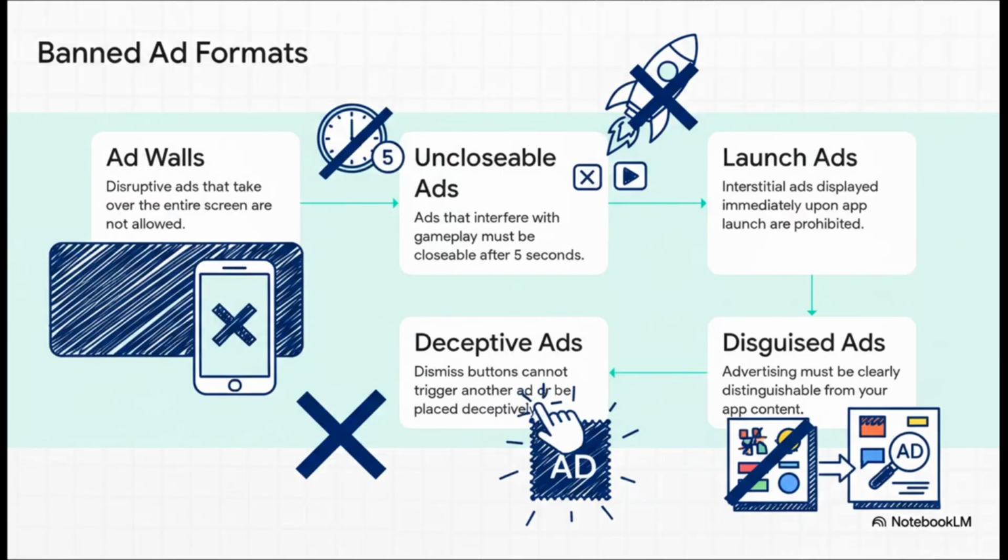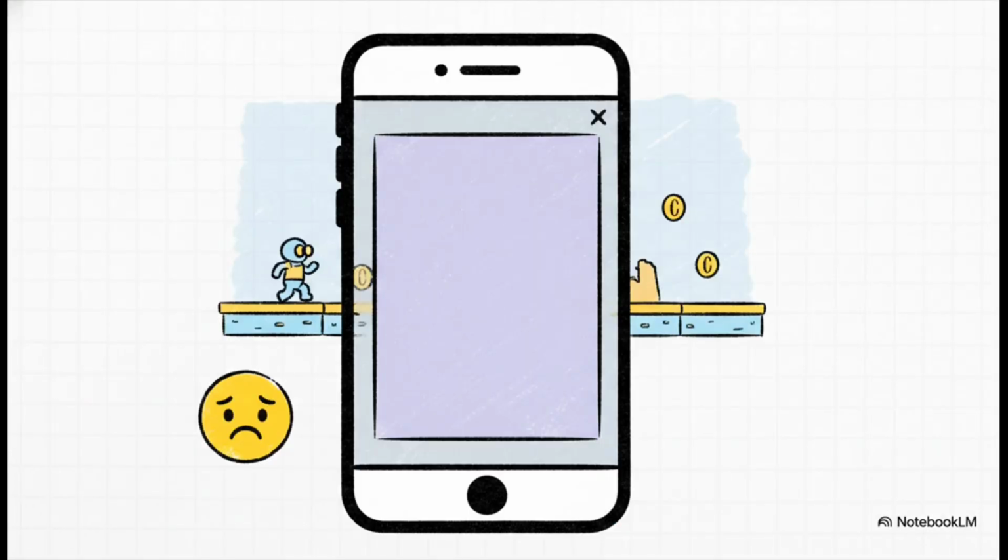In fact, Google is super specific about certain ad formats that are just completely banned for kids. Things like ad walls that block everything, ads you can't close after 5 seconds, ads that pop up the second you launch the app, and ads that try to blend in with the game. Just avoid them.